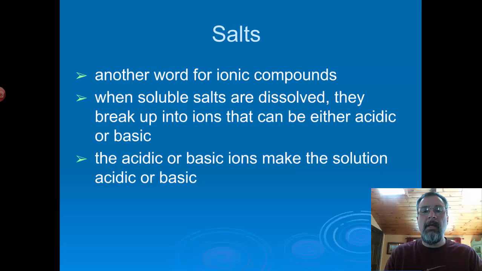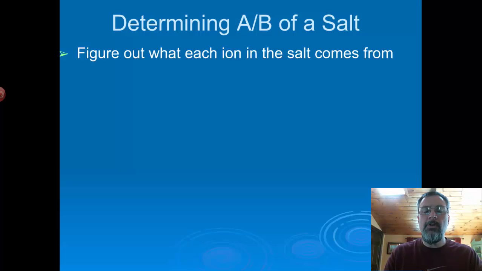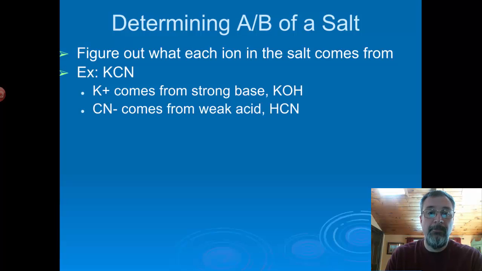And so we're going to be interested in trying to figure out, first qualitatively, whether or not a salt solution will be acidic or basic, depending on the ions that are in there. Okay, so how do you do this? First, you figure out where each ion in the salt comes from. So, for example, KCN, potassium cyanide. The two ions that are produced are K plus and CN minus. K plus would come from a strong base, like KOH. CN minus comes from a weak acid, like HCN.